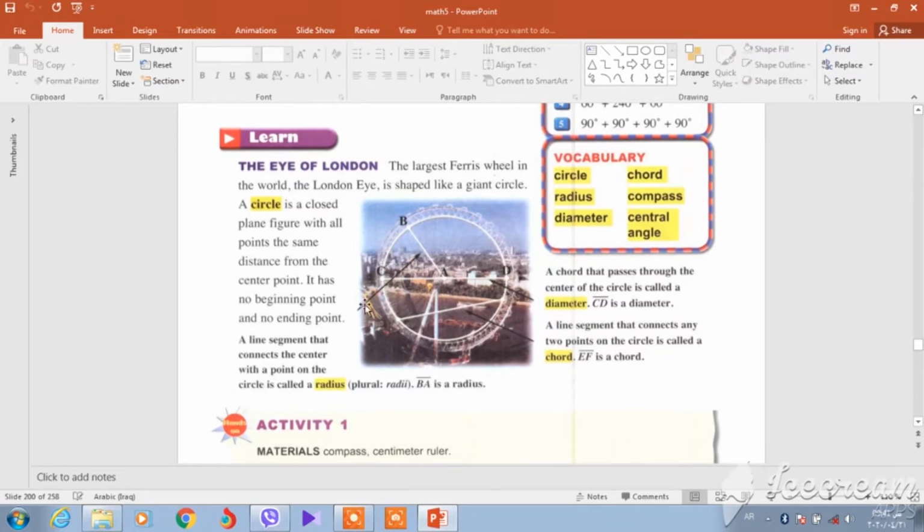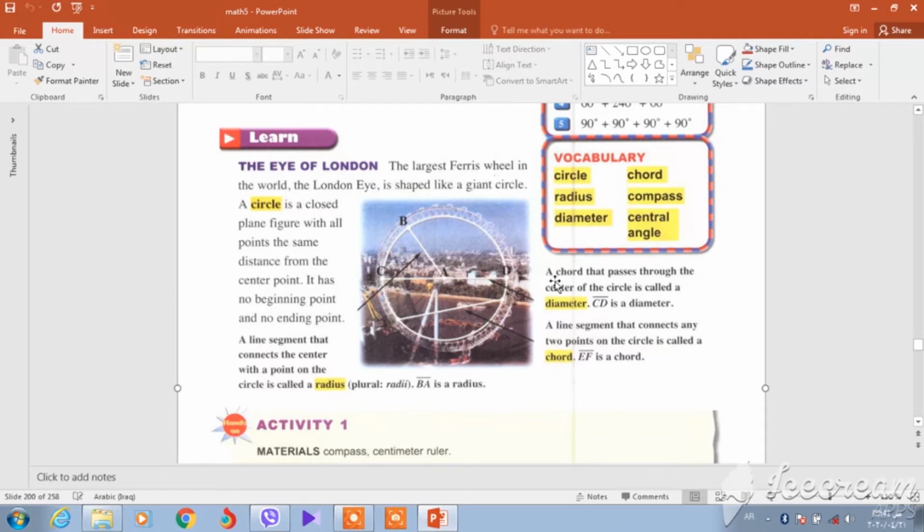Which is a radius there, students? Look, a line segment that connects the center. Point A is the center, and it connects the center with points on the circle. Which points? B, C, D are points on the circle. So you can say line segment AB is a radius. Line segment AC is a radius. Line segment AD also is a radius.